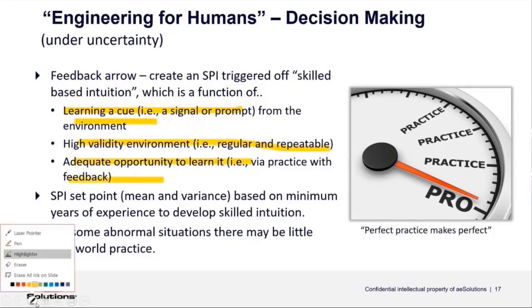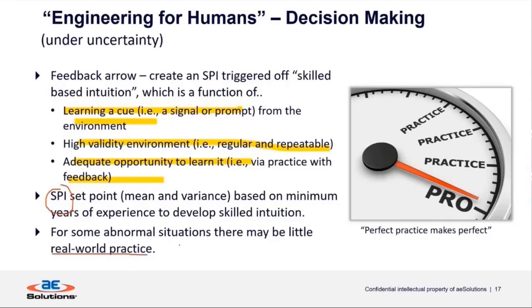The idea, again, is you could potentially set these safety performance indicators on that, based on literally years of experience. Say of a board operator, that could be an indicator, a leading indicator. This is addressed directly in the Engineering for Humans model. Now, for some abnormal situations, there's little real world practice, and that's when you bring in the whole idea of drilling and what-if scenarios, and developing that as part of a program to help improve skill-based intuition.